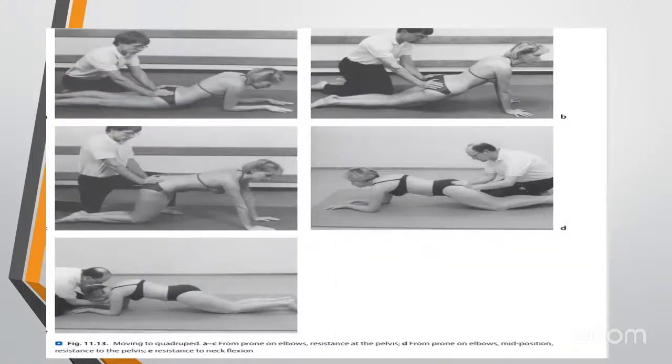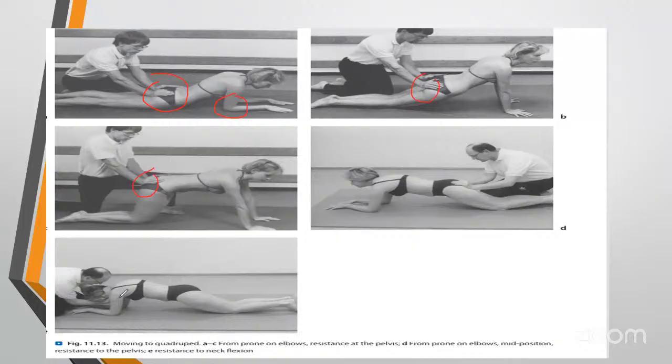So we could see transition from position on elbow to quadruped position. We could see that the physiotherapist is giving resistance for going into quadruped position, and we could see the physiotherapist is giving resistance.